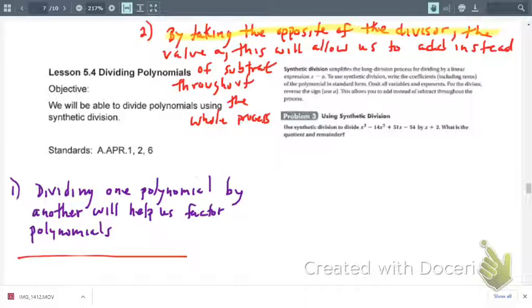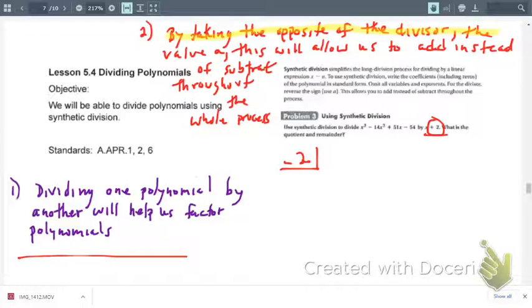So if we look at problem number 3, it says use synthetic division to divide x cubed minus 14x squared plus 51x minus 54 by x plus 2. What is the quotient and the remainder? So the x plus 2, that's the divisor. All right? And what we're going to do in synthetic division is divide by a. Well, a is the opposite of the divisor. So if you see plus 2 there, our a is going to be negative 2. And we put negative 2 in this half a box.